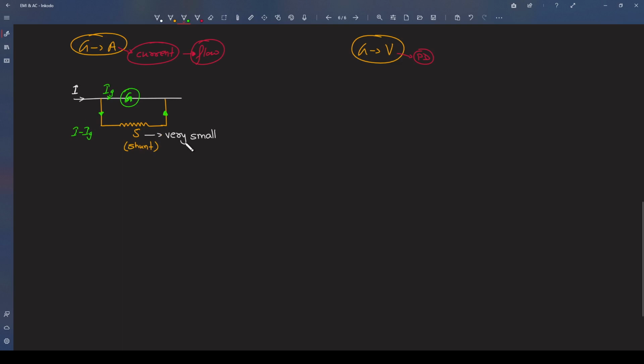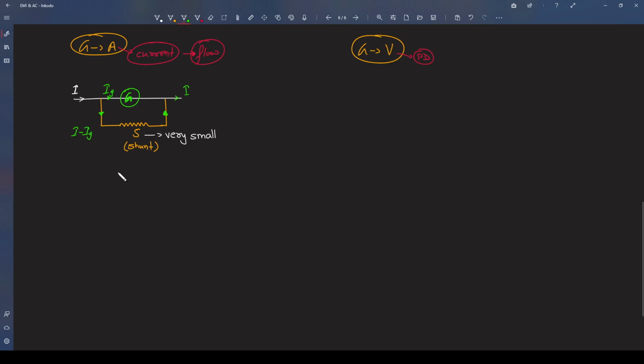So this is the ammeter. This is how an ammeter is made from a galvanometer. Now this entire thing can be kept in a box. This will become your ammeter. That's all. This is how an ammeter is converted from a galvanometer.